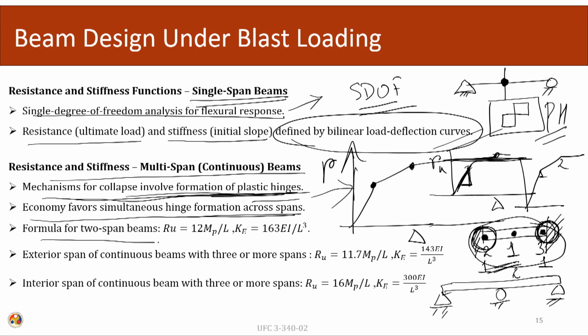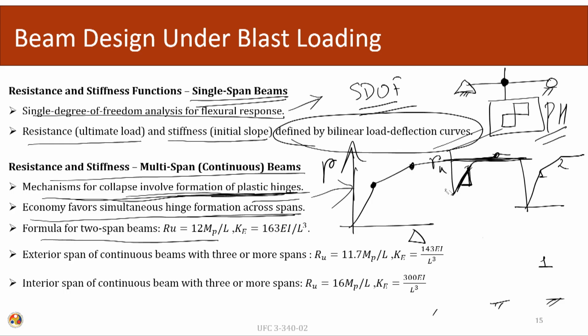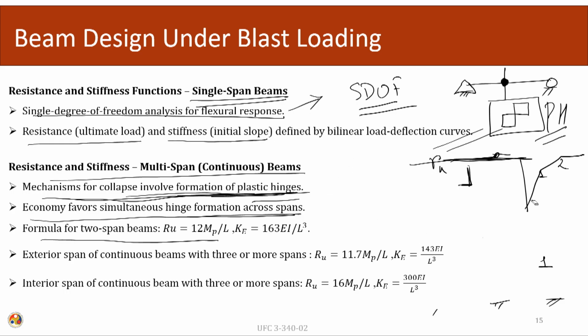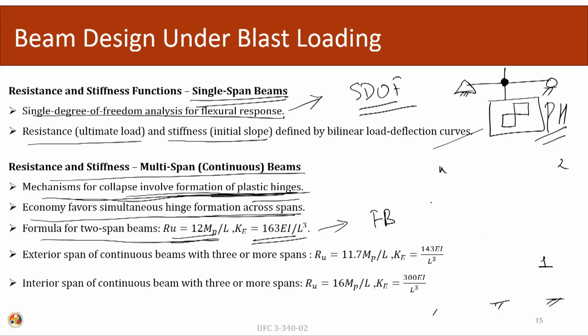So here is the formula for a two span beam. Depending upon the different span configurations and different boundary conditions, different formulations can be given. So this is the equation for the two span beam. Similarly, we can have the equation for the fixed beam and other boundary conditions, and those equations are available in TM5 1300 or UFC 3340. All those equations are given there.